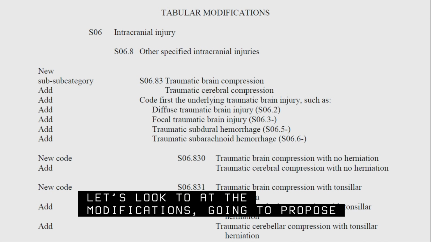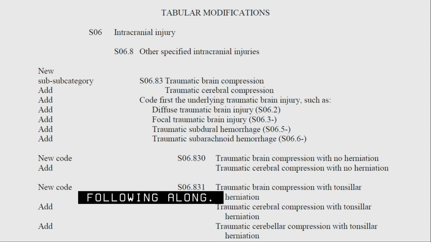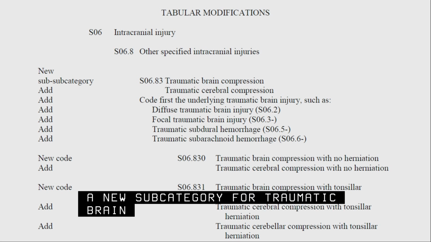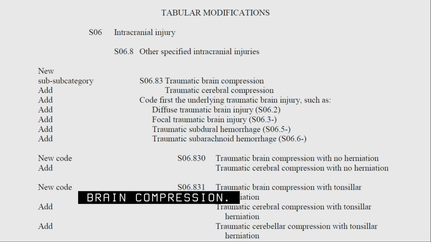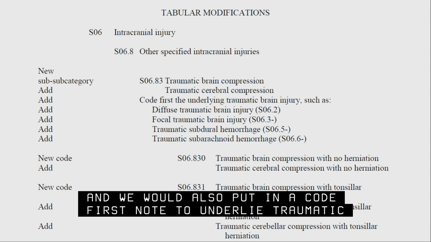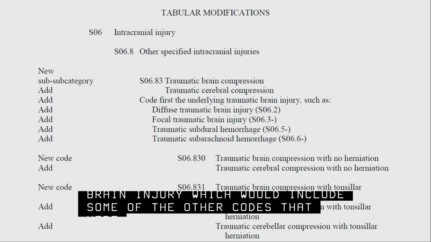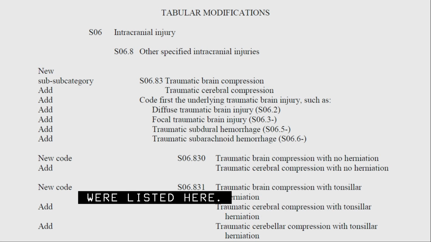At S06.8, other specified intracranial injuries, we're proposing a new subcategory, S06.83, for traumatic brain compression, with an inclusion term for traumatic cerebral compression. And we would also put in a code first note to code first the underlying traumatic brain injury, which would include some of the other codes at S06 that are listed here, whether diffuse or focal, or related to a hemorrhage. We'd want to include those particularly.